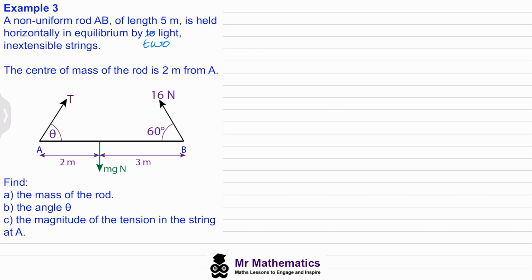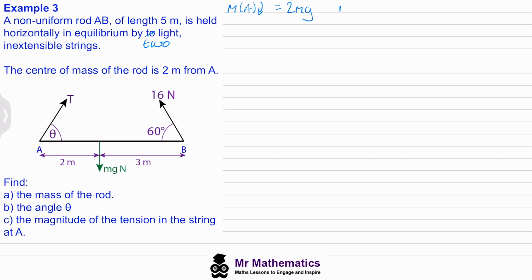Okay, so there's quite a lot going on here. The first thing we'll look at is taking moments. And I'm going to take moments about A, because then this will negate this tension. So if we take moments about A, the clockwise moment will be given by mg times 2. So this will be 2mg.